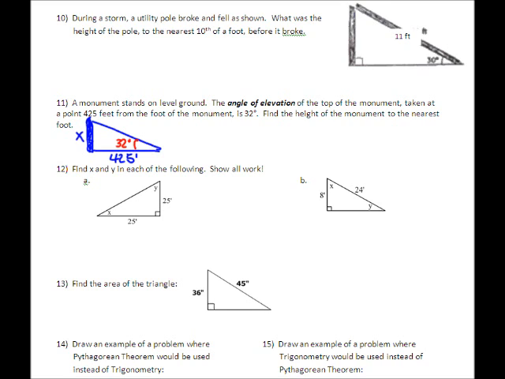So we do not have our hypotenuse. This would be a tangent problem. Tangent of 32 equals x over 425. And if you do the math there, you should get x is approximately 265.57. And they ask us for the nearest foot. So I'm going to say that's 266 feet to the nearest foot, rounded correctly.